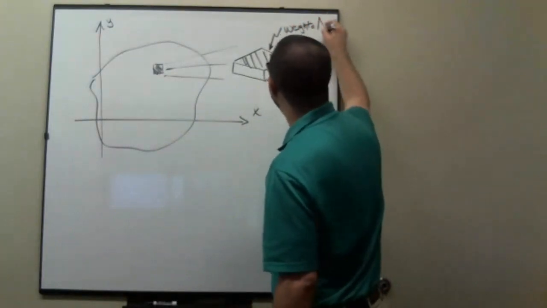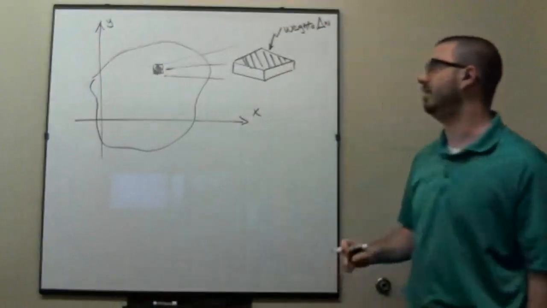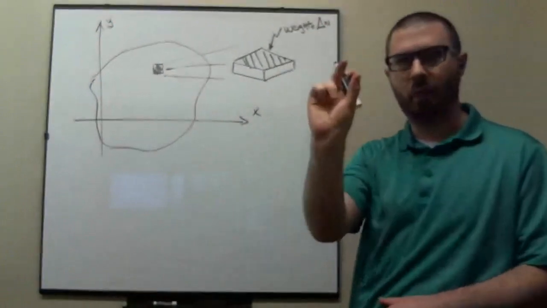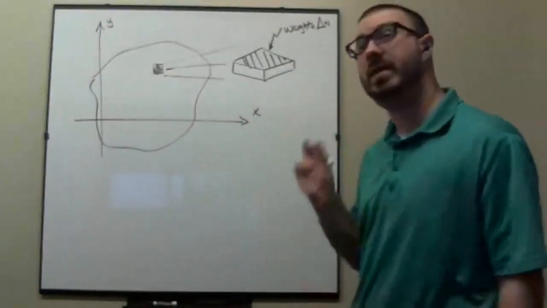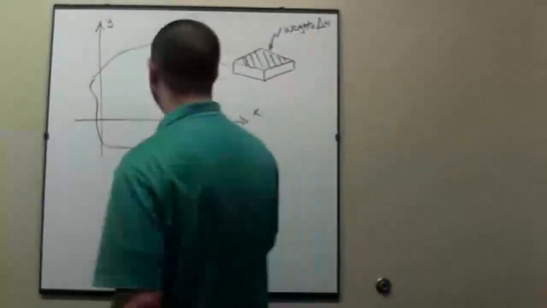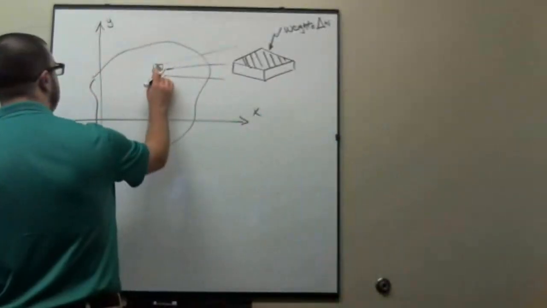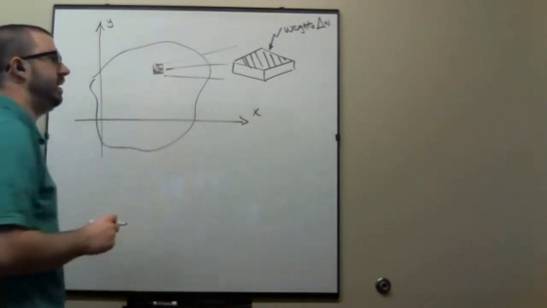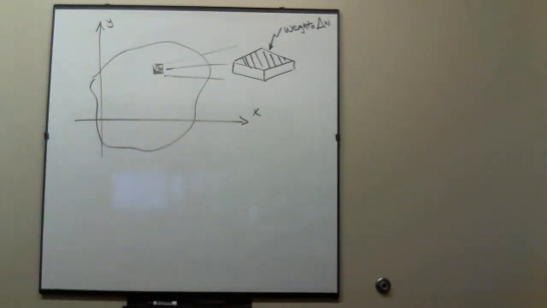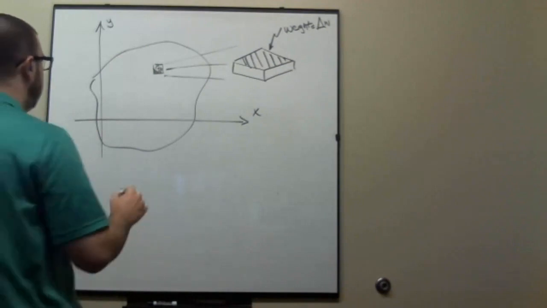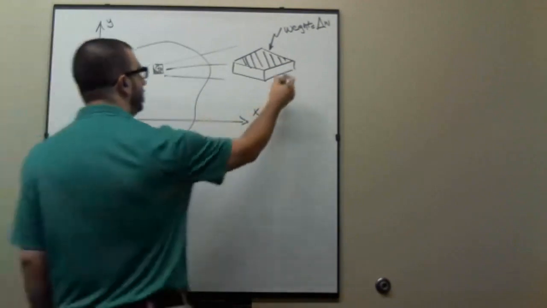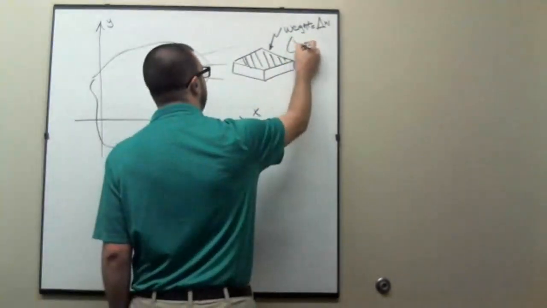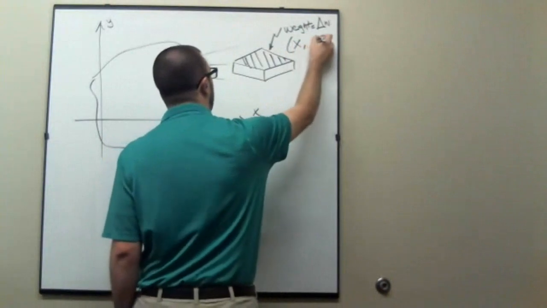which we're going to call delta W. That's the weight of that little piece, and then it also has a location. We're talking about the location of that little center right here. I'm using a rectangle because with a rectangle, I know where the center is. And so its location might be at something like x1, y1.